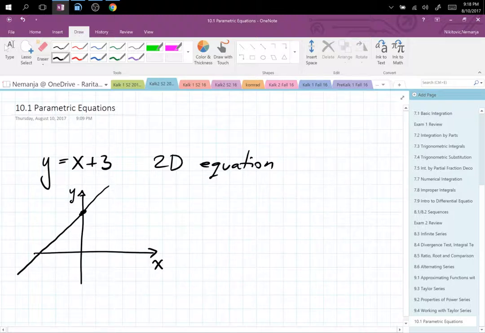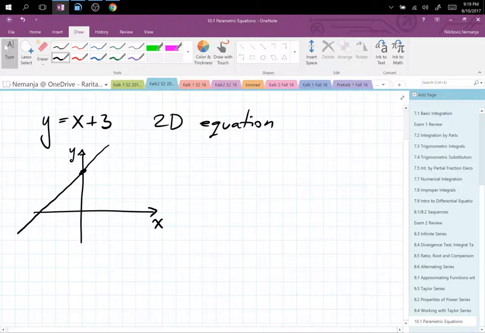What parametric equations do is they separate these two dimensions, and each dimension will have its own equation. So I can define parametric equations as a set of 2 for 2 dimensions, 3 for 3 dimensions, 7 for 7 dimensional space. It's okay, linear algebra is coming, all right? So the parametric equations will have the number of equations equal to the number of dimensions. So one equation per dimension.